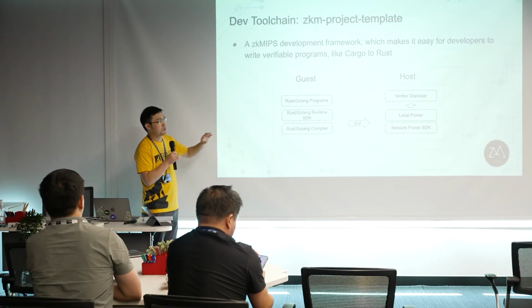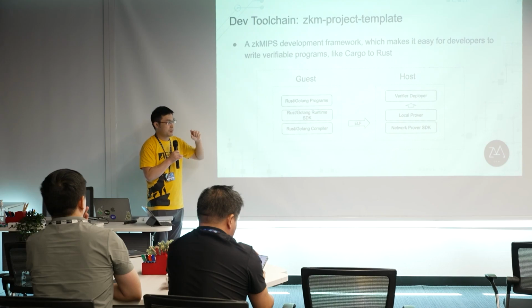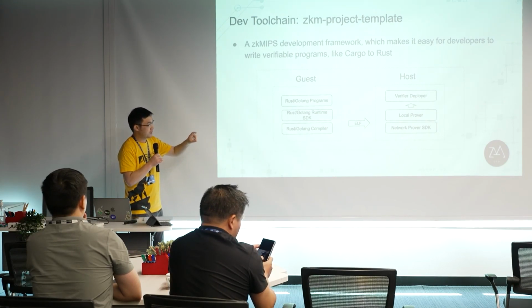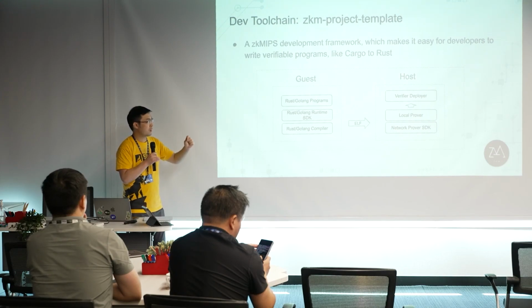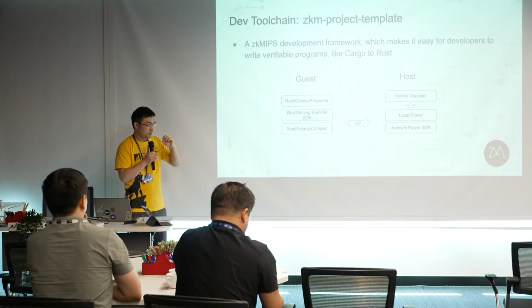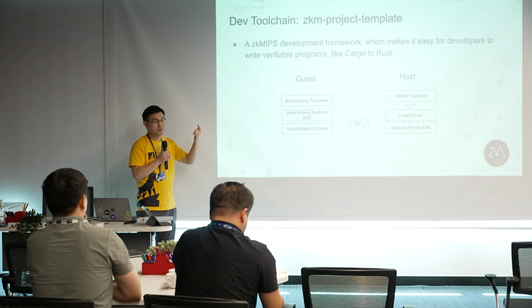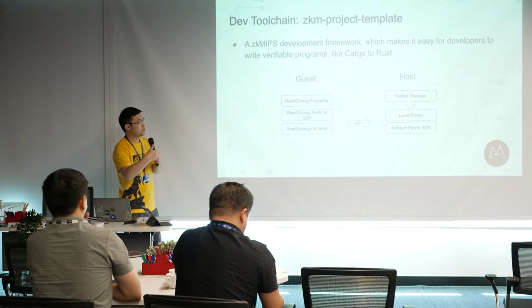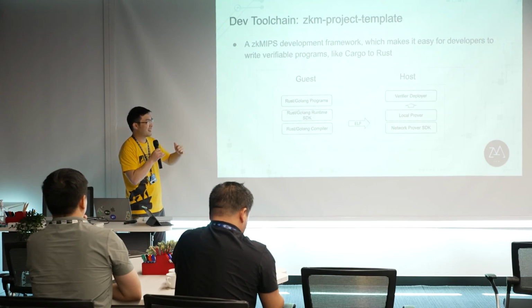In the guest program, you implement the parts you want to generate proof for, and in the host part you call the prover to prove the guest. You also need to fill in the inputs and get the outputs. Finally, you use the prover, like the local prover or network prover, to get the proof, and then you get the inputs and proof, so you can submit the proof to layer 1.